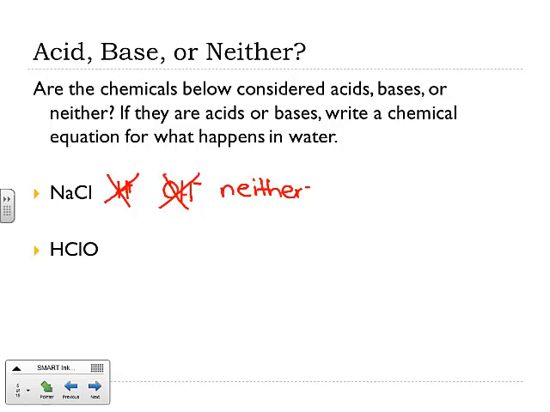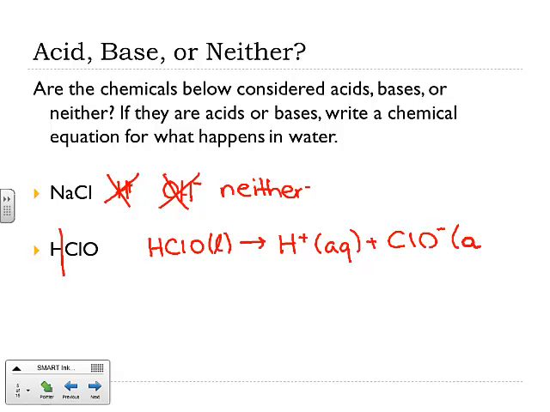What about our next one, HClO? Can you see the H right up front? That's got to be an acid. So I have HClO, and what it does is it breaks up into H plus, and we'll go ahead and make it start as a liquid, aqueous, plus ClO minus aqueous.